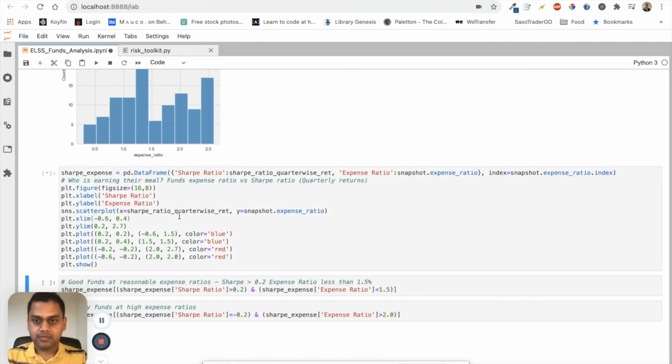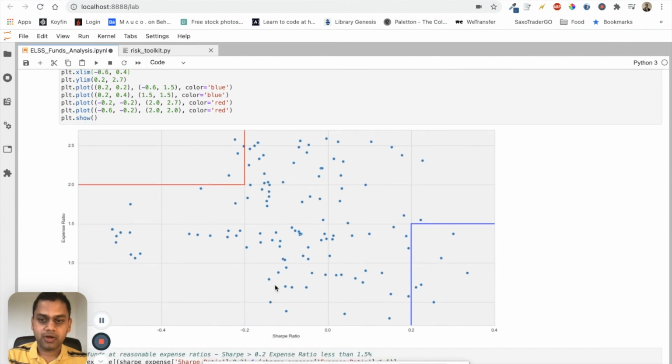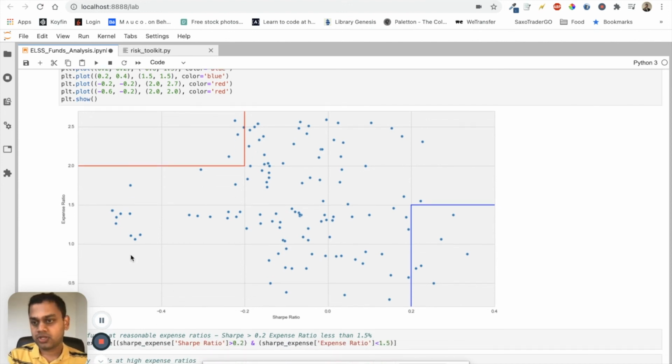Next, we plot the expense ratio against the Sharpe ratio. What this will tell us is whether these funds are actually earning their worth. These funds are the most expensive, right? The y-axis is the expense ratio, so the further up on the y-axis, the more expensive it is, and the further right on the x-axis, the higher the Sharpe ratio. These are good funds because their expense ratio is less than 1.5, so they're good value for money, and the Sharpe ratio is over 0.2. And these are terrible funds in that they're very expensive and the Sharpe ratio is negative and the lowest.